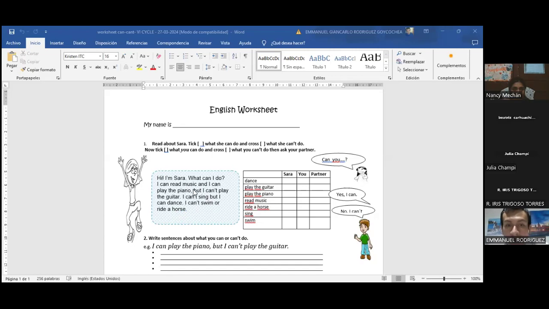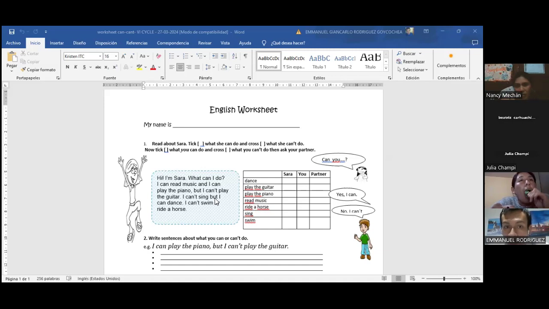Vemos aquí el uso de lo que es el can and can't. ¿Y qué es lo que vamos a realizar aquí? Un check, o sea, una espita check, lo que puede realizar Sara, en lo que menciona las actividades. ¿Cuáles actividades? Dance. Dance, ¿qué significa? Bailar. Play the guitar, tocar la guitarra. Play the piano, tocar el piano. Read music. Read, leer. Ok, acá viene la confusión. Ride a horse, cabalgar caballo, sing, cantar, swing, nadar.